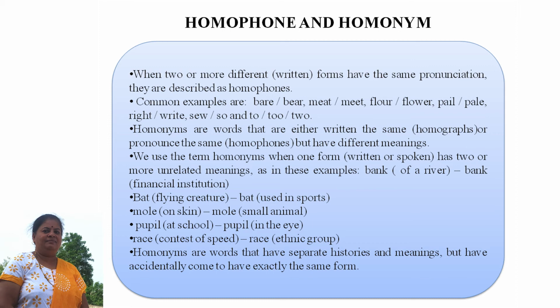Bank refers to the bank of a river or the financial institution. Mole refers to a mole on skin or the mole, the small animal. Pupil refers to a pupil at school or the pupil in the eye. Race refers to a race in the context of speed or the ethnic group. Homonyms are words that have separate histories and meanings but have accidentally come to have exactly the same form.